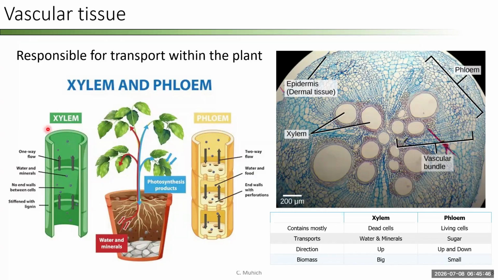So the xylem tissue is responsible really only for the flow of water and minerals. So this is not containing sugar. This is not containing the proteins, enzymes, essential oils, right? This is just a water and mineral transport system. And so it elongates from the root and transports up to the top of the plant.